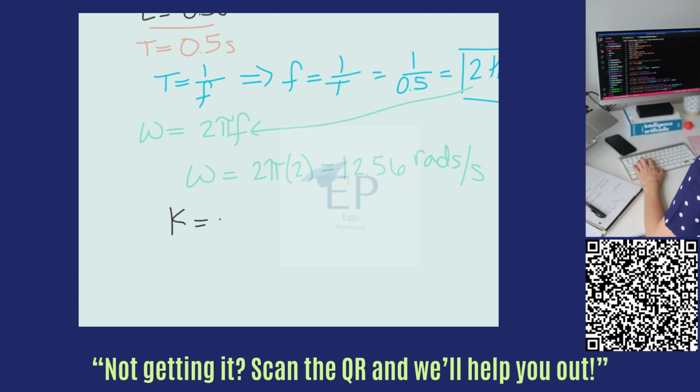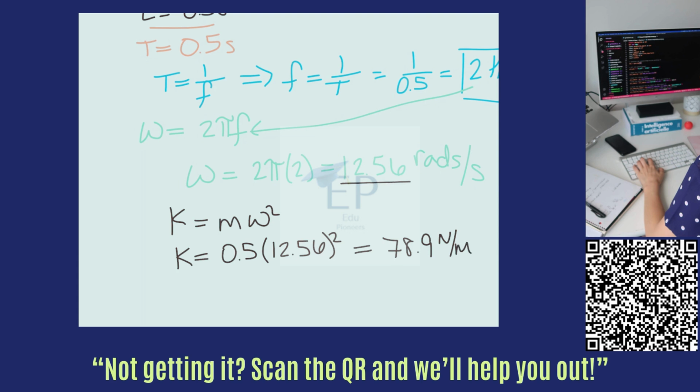Okay, next we're asked to find the spring constant, and we're going to use the equation k equals mass times omega squared. We have our mass, which is a given in the problem, which is 0.5 kilograms, and we just solved for our omega, so we're going to have 12.56 squared, which gives our spring constant a value of 78.9 newtons per meter.